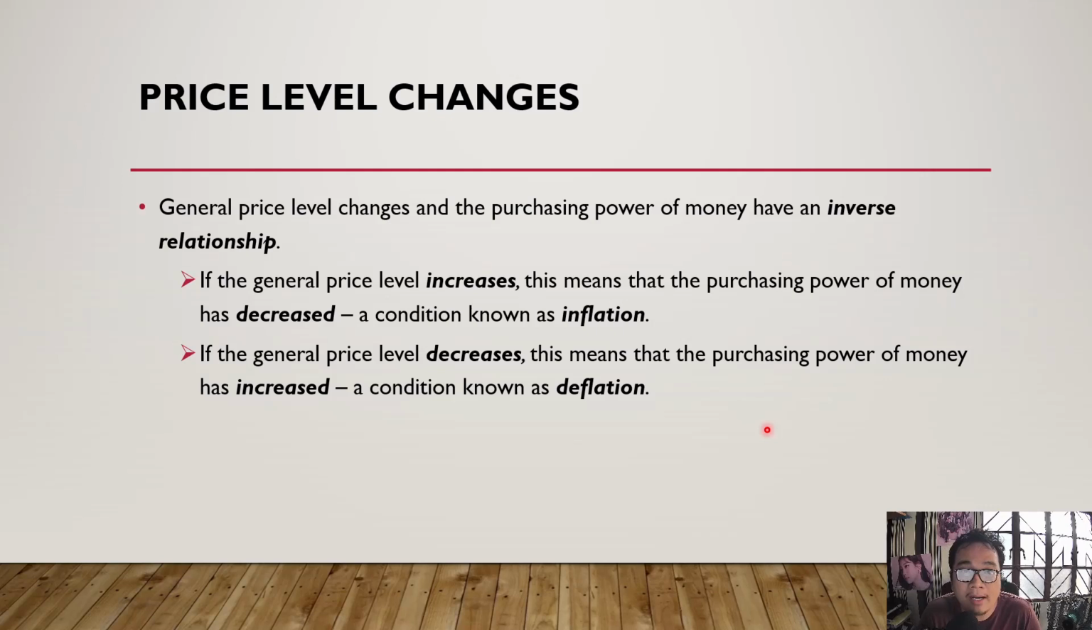In this case, ito yung inverse relationship. If the general price level increases, this means that the purchasing power of money has decreased. Tumaas ang price level, tumaas ang presyo, bumaba yung purchasing power ng pera. That is inflation. On the other hand, when the general price level decreases, bumaba ang presyo, this means that the purchasing power of money increases. So, inverse siya. Baliktad. Deflation ang tawag doon.